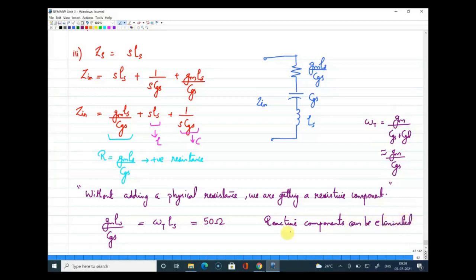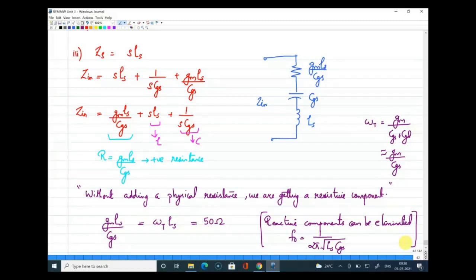And what will be that frequency? I can write that frequency as 1 by 2 pi into root of LC, where L is Ls and C is CGS. So at this resonant frequency, the effect of L and C will be neutralized, and what you will see at the input will be a pure resistance whose value is determined by omega t into Ls. Is this clear? Is this clear what I'm saying?